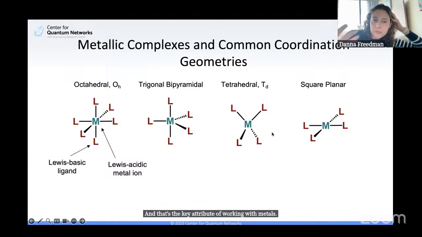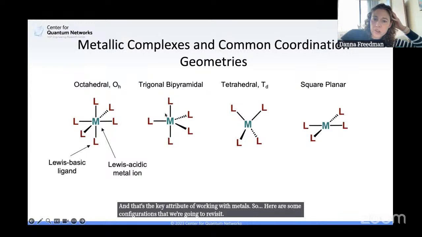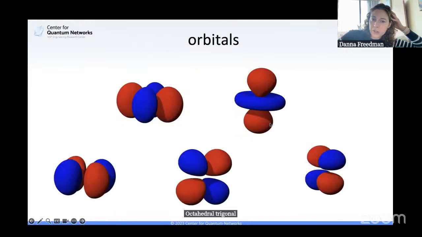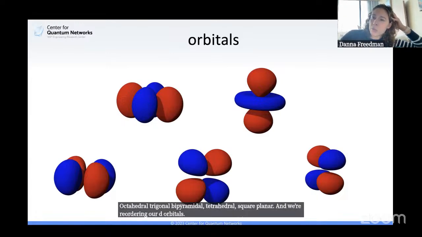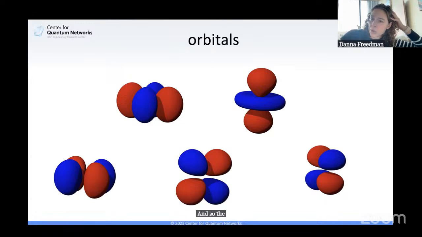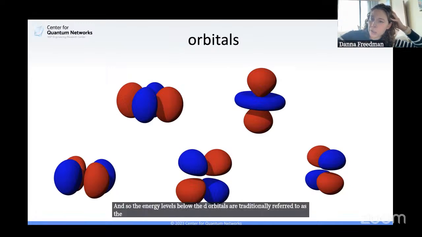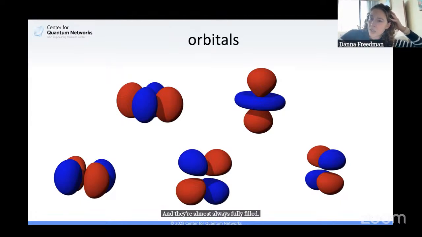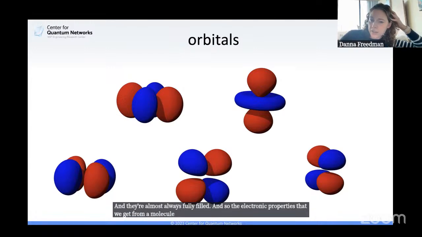So here are some configurations that we're going to revisit. Octahedral, trigonal bipyramidal, tetrahedral, square planar. And we're reordering our d orbitals, which tends to be where our electrons are. And so the energy levels below the d orbitals are traditionally referred to as the core orbitals of the molecule, and they're almost always fully filled. And so the electronic properties that we get from a molecule reside largely in the d orbitals.